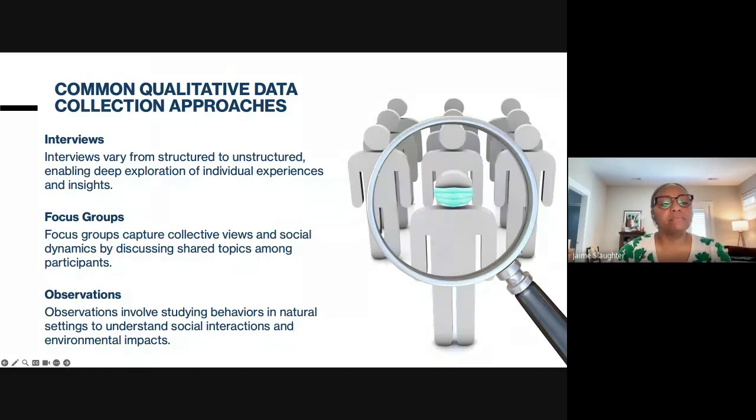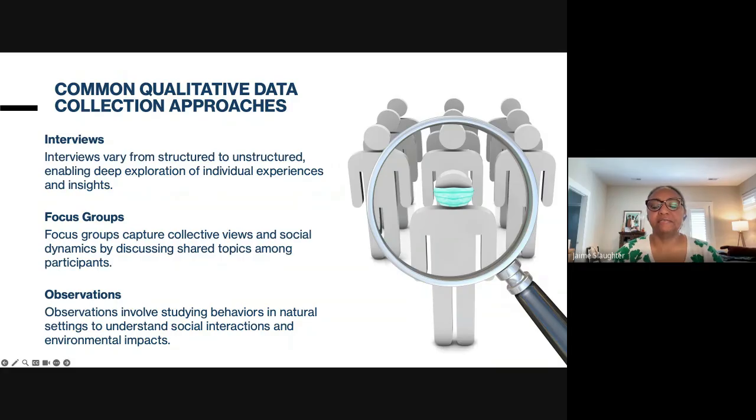And then we have observations, right? Observations involve studying behaviors in natural settings, looking at social interactions and environmental influences. And you can do this within clinics, community events, and other public settings.